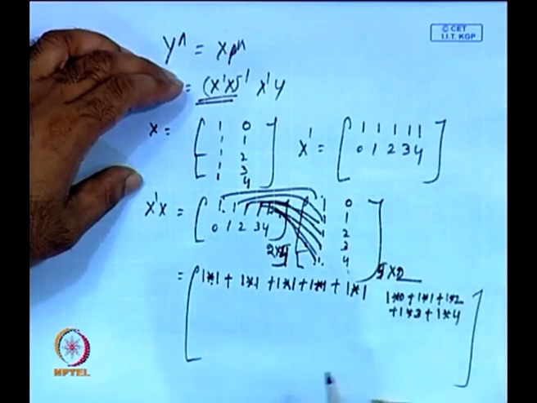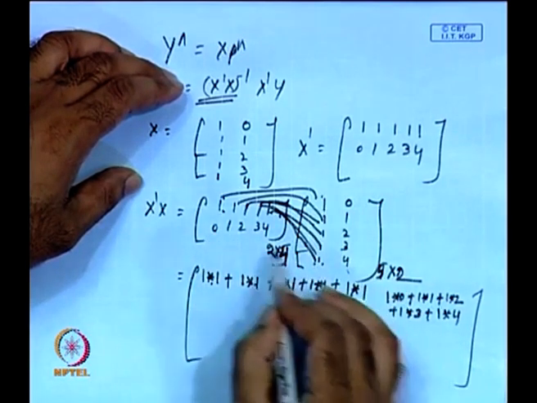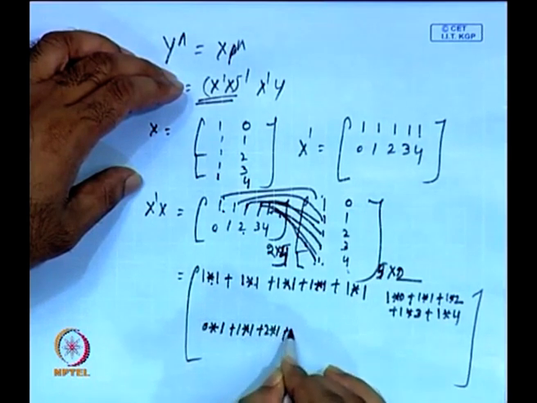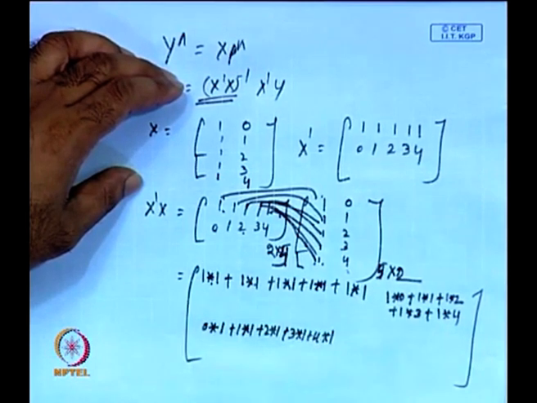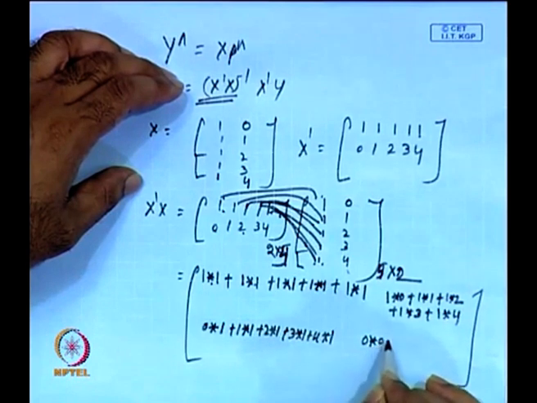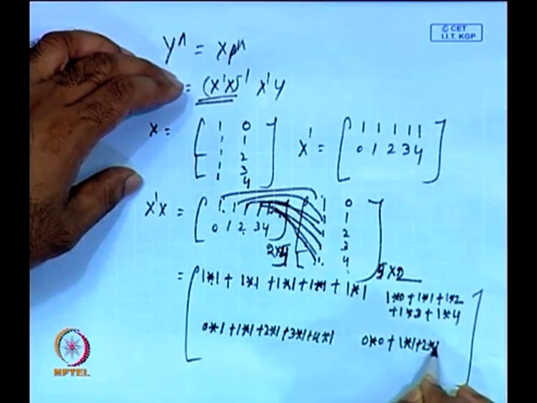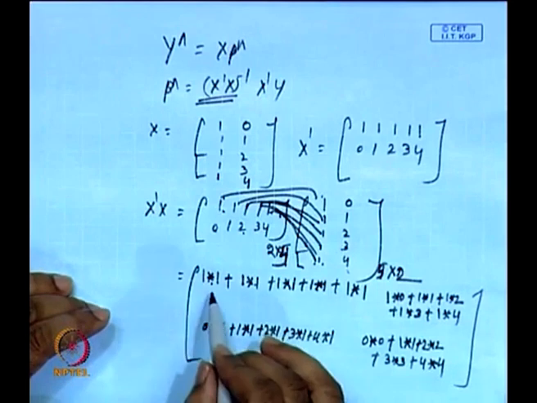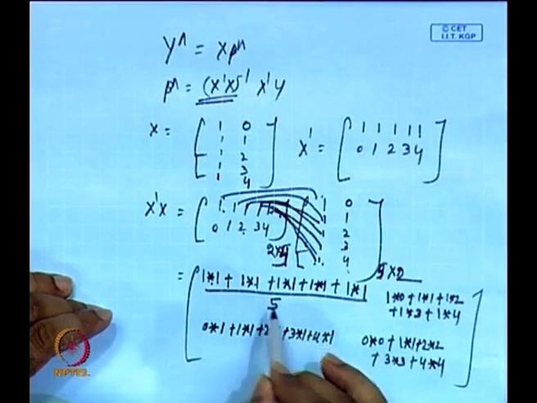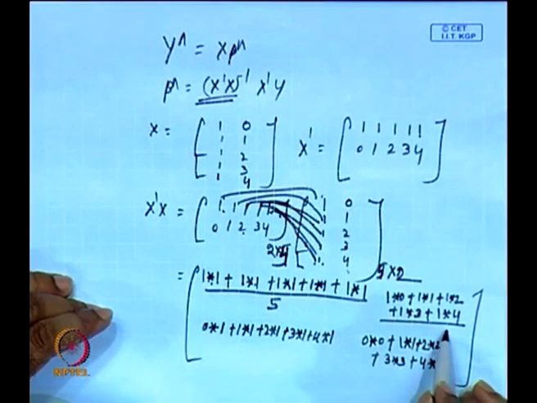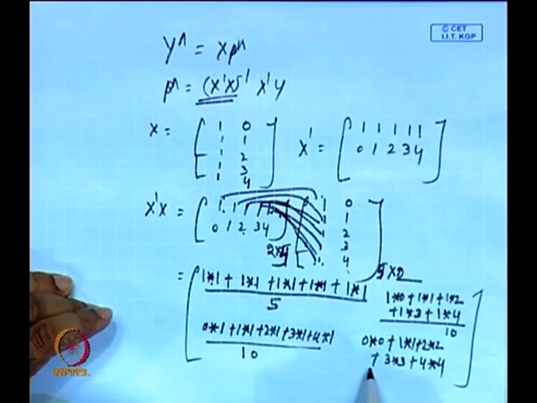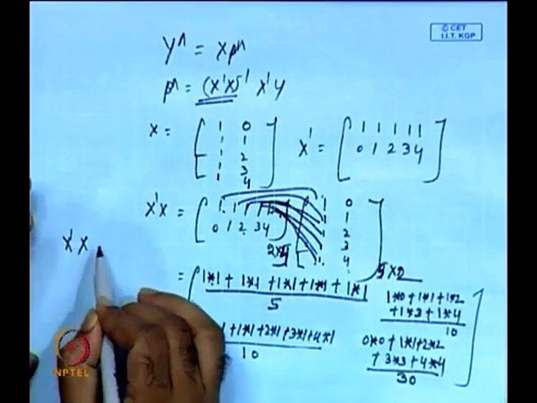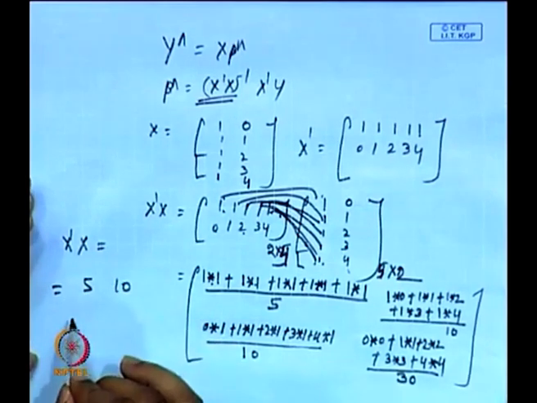Similarly, this is how you get the others. Then the row 0, 1, 2, 3, 4 is multiplied by the column of ones, so that means 0 into 1 plus 1 into 1 plus 2 into 1 plus 3 into 1 plus 4 into 1. Another is 0 into 0 plus 1 into 1 plus 2 into 2 plus 3 into 3 plus 4 into 4. If we simplify, the first is simply 5, the next is 10, again 10, and the last remains 30. So x transpose x is 5, 10, then 10, 30.